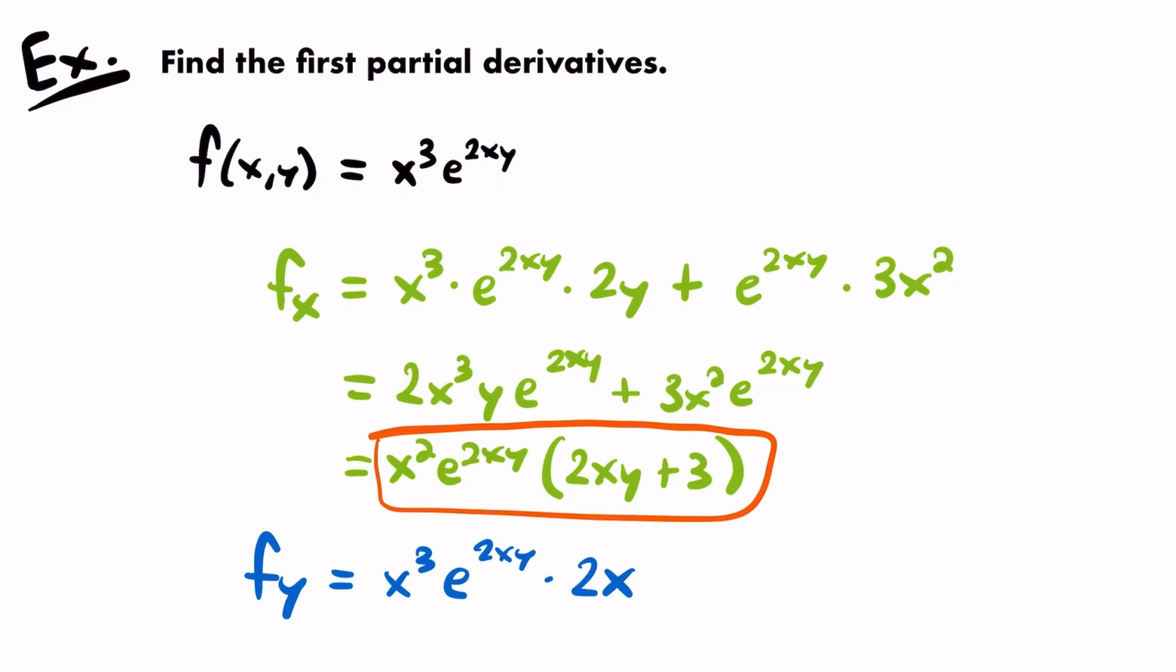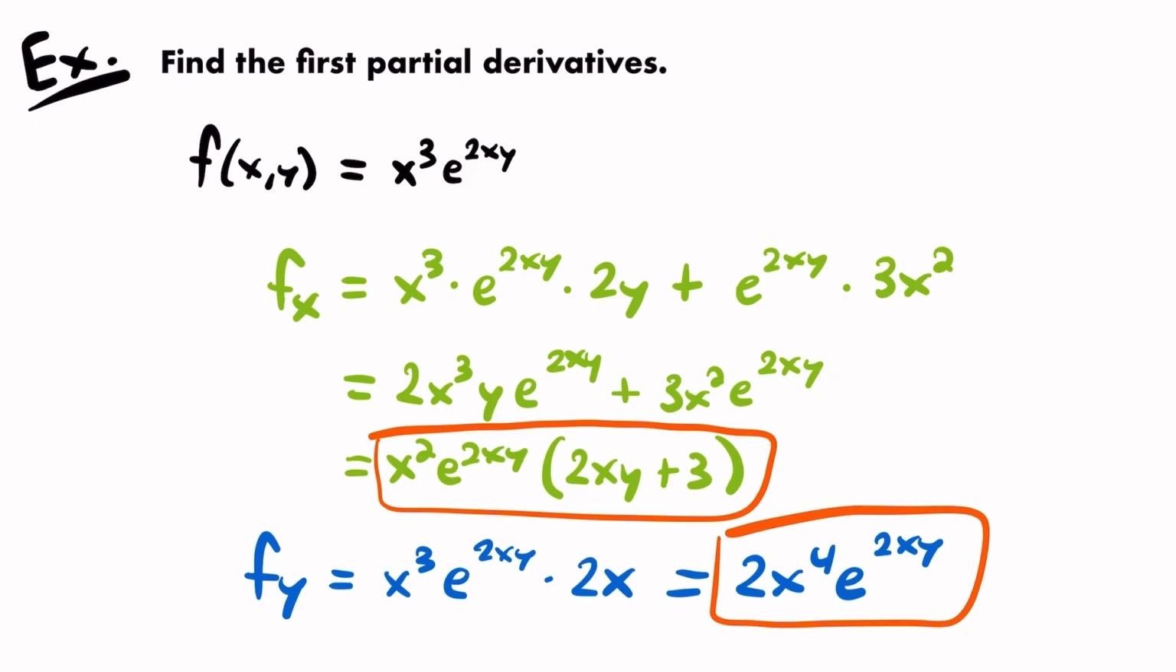All right, and so then simplifying, you can multiply this x by x cubed and get x to the power of 4, which means that the partial derivative with respect to y would be 2x to the power of 4 times e to the power of 2xy. And so that would be fy, or the partial with respect to y, for this function.